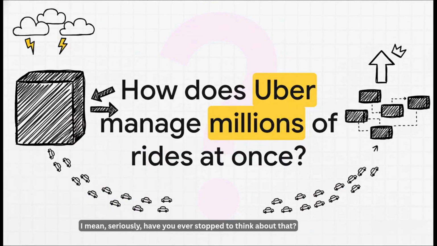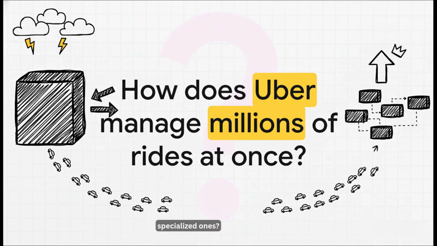I mean, seriously, have you ever stopped to think about that? The secret isn't just one thing. It's a fundamental decision developers have to make. Do we build one massive do-it-all application, or do we build a whole team of tiny, specialized ones? And trust me, this isn't just a nerdy detail. It's the difference between an app that crumbles under pressure and one that can scale to serve the entire planet.